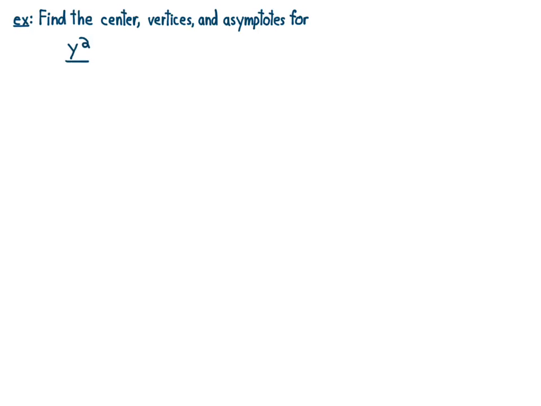This is the last video for section 9.4. I'm going to do an example graphing a hyperbola. So it says find the center, vertices, and asymptotes for this equation and graph.